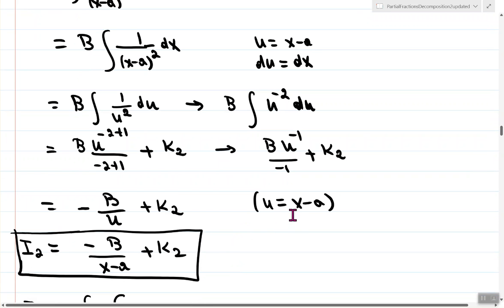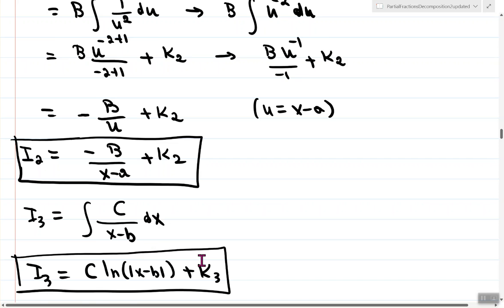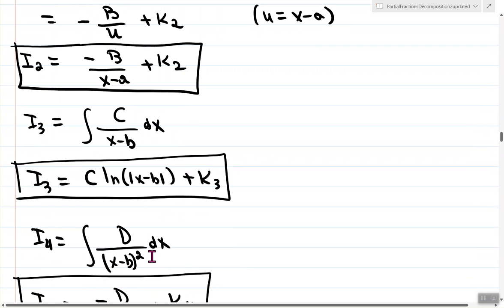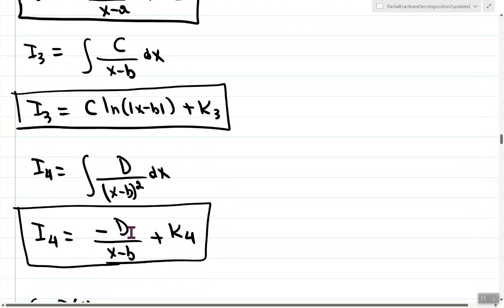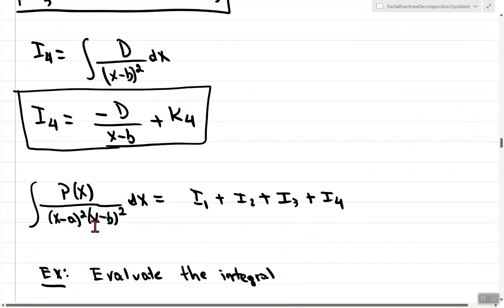Then you replace u with x minus a, and you get the answer for the second integral. The third integral is like the first. It's still natural log of absolute value of x minus b. The fourth integral is like the second integral. So you end up with negative D over x minus b plus k4. Then you can just add all of them to get the result.